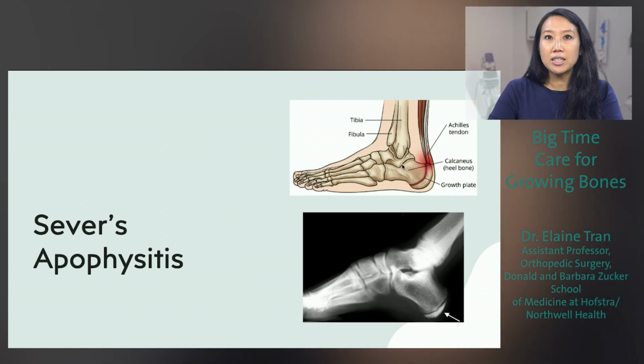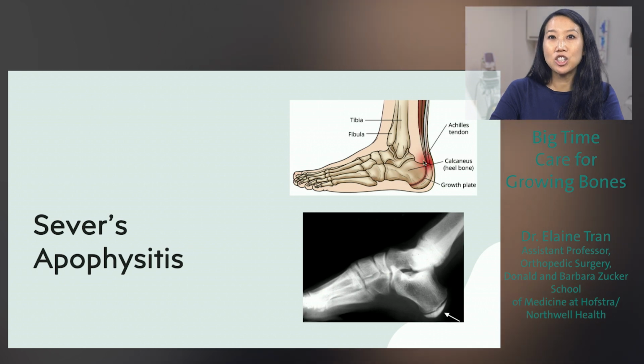So this is your heel bone, which is called the calcaneus. And there's a big muscle, your calf muscle, that comes down and becomes a tendon called your Achilles tendon, and it attaches to the calcaneus bone right by the growth plate. On the x-ray, the growth plate shows up as this dark line here.